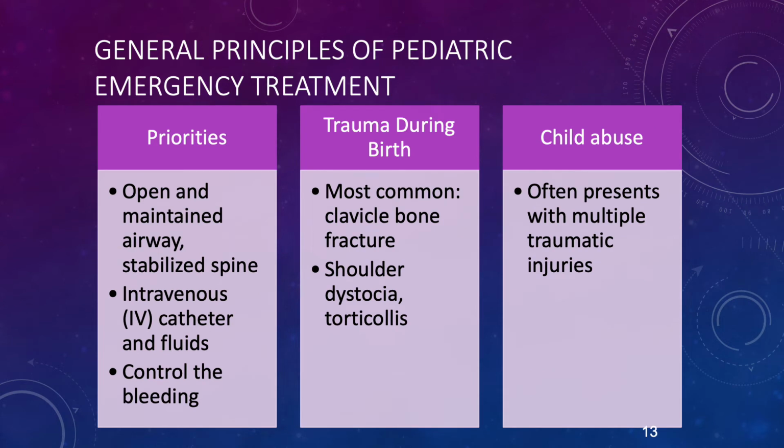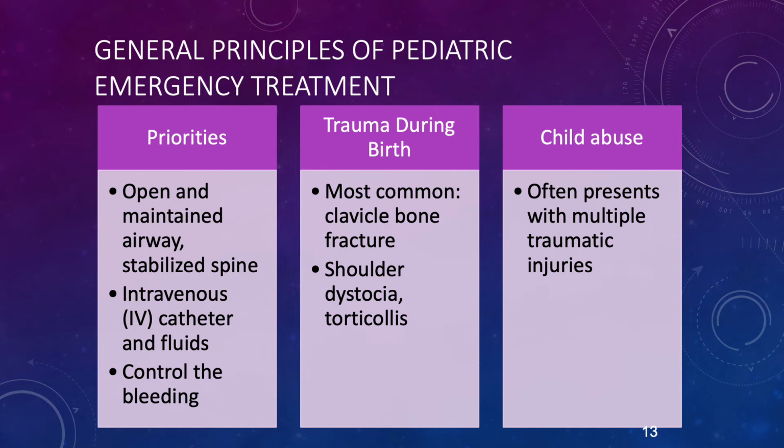So to wrap up our discussion of the pediatric patient, we're going to talk about priorities, trauma during birth, and child abuse. So let's talk about priorities first. When we are treating a pediatric patient in an emergency situation, and sometimes this is going to be handled in the emergency room or emergency department, airway management is the first priority always. We want to get control of the airway because if there's no breath, there's no life. So we want to focus first on airway management.